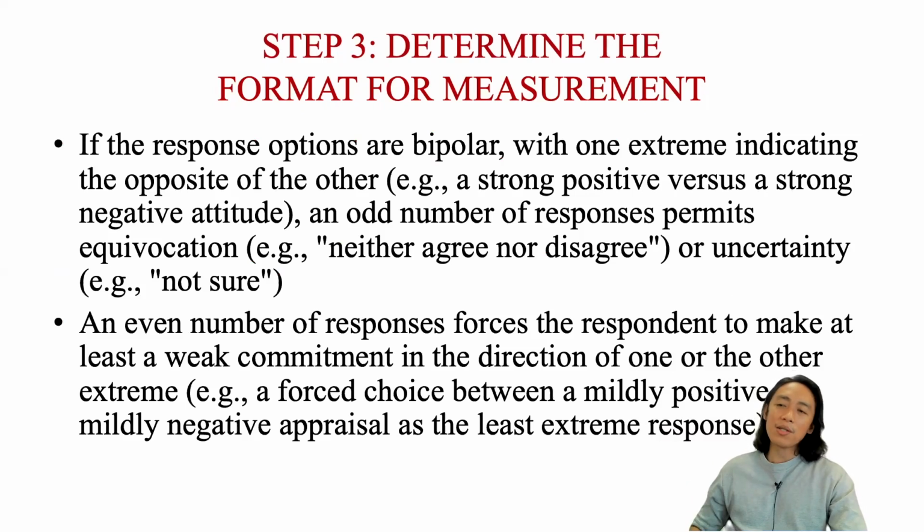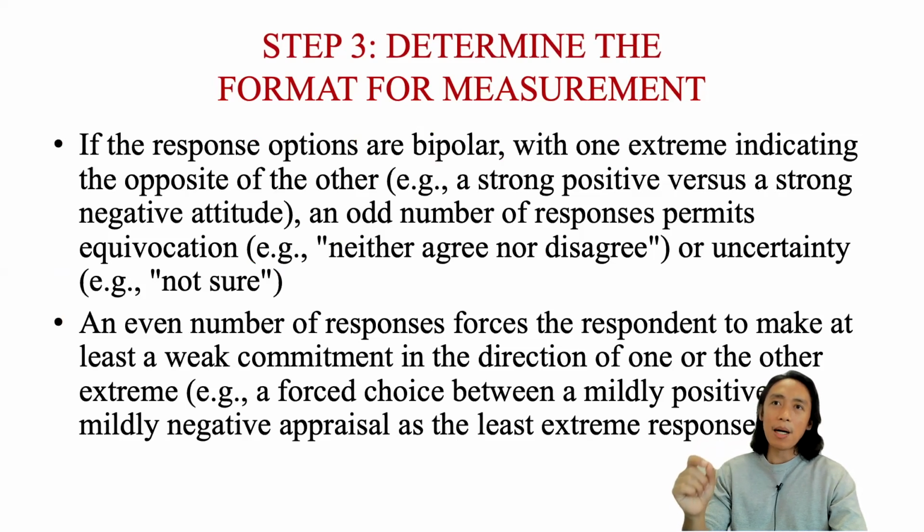So it says here, if the response options are bipolar, with one extreme indicating the opposite of the other, for example, a strong positive versus a strong negative attitude, an odd number permits equivocation, or an option to neither agree nor disagree, or a response that indicates uncertainty or non-commitment. So if you think that the particular variable you're measuring has an actual middle ground, it's quite possible for a person to neither agree nor disagree. It's logical for a person to have a neutral position with regard to that particular construct. Then having an odd number of response categories would be meaningful.